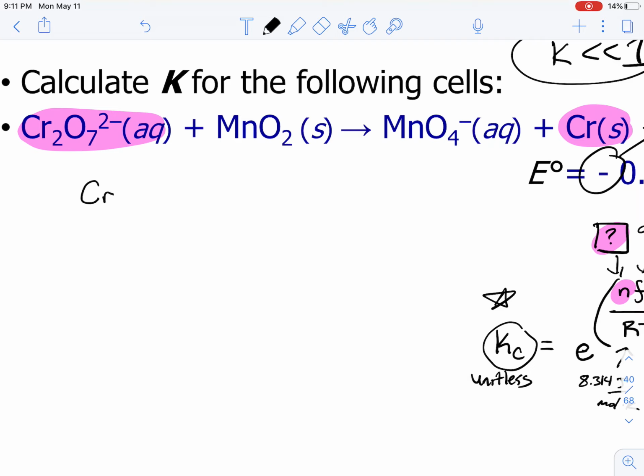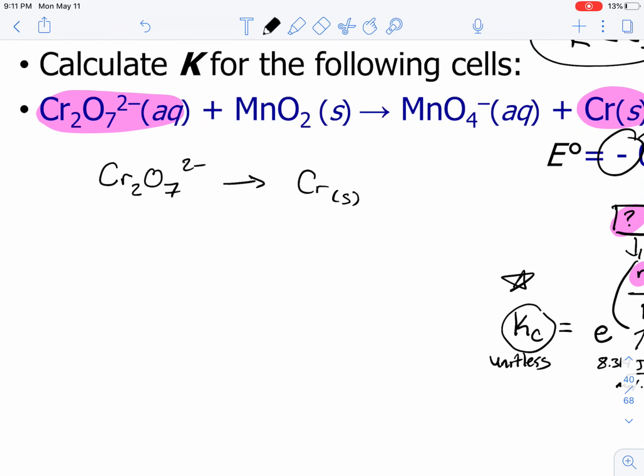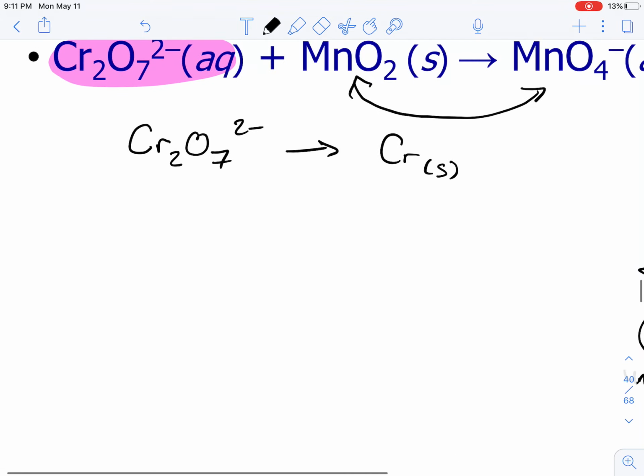And so just to expedite the process in terms of solving the value for n, I know that dichromate, not chromate, is going to be paired up with chromium solid. So this is one half reaction. And therefore, manganese 4 oxide and permanganate is going to be another half reaction. The downside to this technique is that I don't know if it's oxidized or reduced.